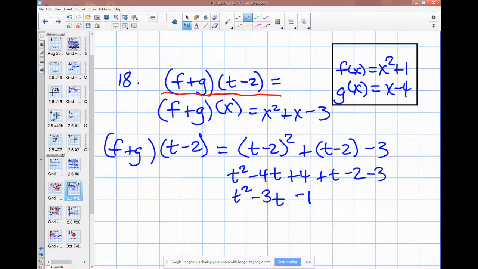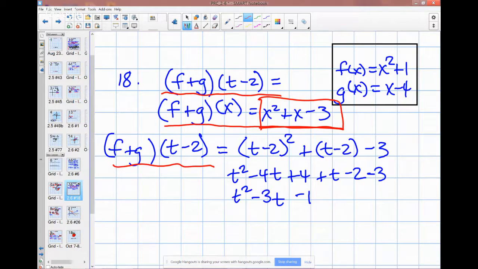First of all, what's f plus g of x? That's taking these two in the box and adding them together. Well, that's simple: x squared plus x minus 3. Now that I've figured out what f plus g of x is, what's f plus g of t minus 2?